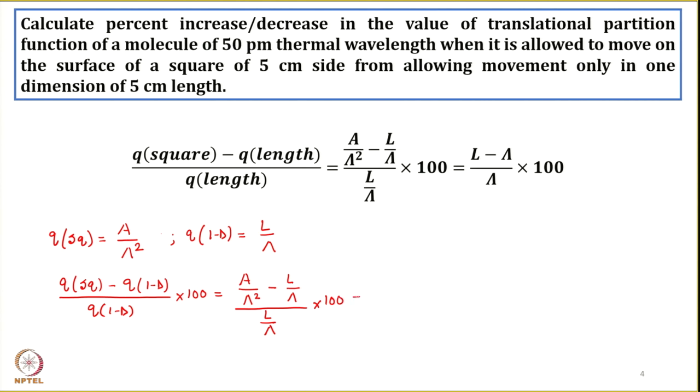This is equal to area minus L times lambda, divided by lambda square into L into lambda into 100. Area is nothing but length square, so this is length square minus length times lambda, divided by lambda square into length into lambda, into 100. The common factor of L cancels, and lambda cancels with lambda. So what I have is this expression: L minus lambda, divided by lambda, into 100.